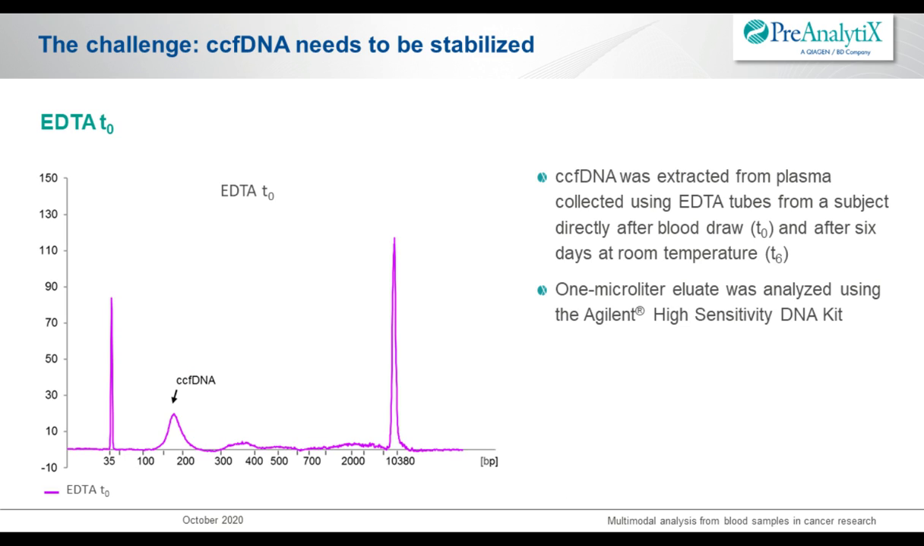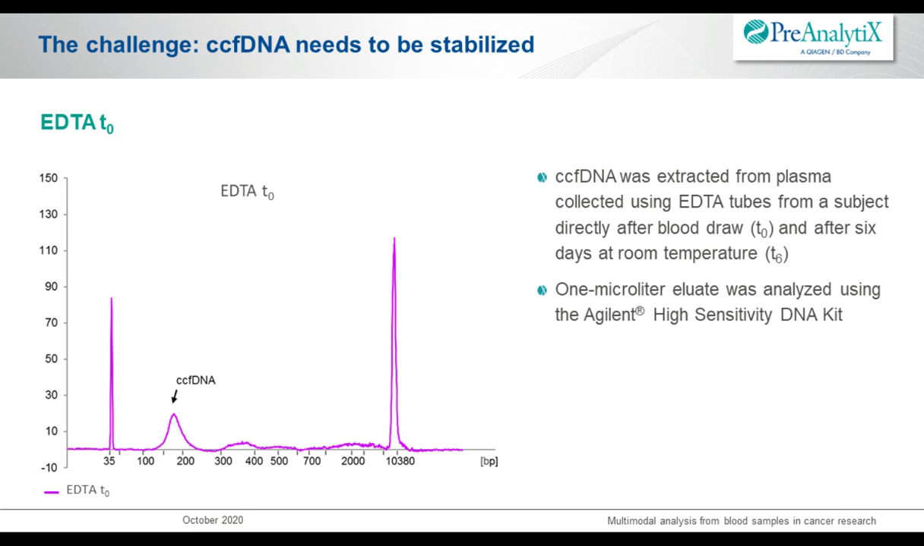Coming from this overview, I just want to show you why it is so important that we have some kind of a standardized workflow and some kind of stabilization, which is strongly needed if we work with ccfDNA as well, with the other molecules I mentioned and the CTCs as well. So what you see on this slide here is a picture from an electropherogram from an Agilent bioanalyzer, where we look at ccfDNA isolated from plasma from an EDTA tube, where the blood cells are directly separated from the plasma directly after the blood draw.